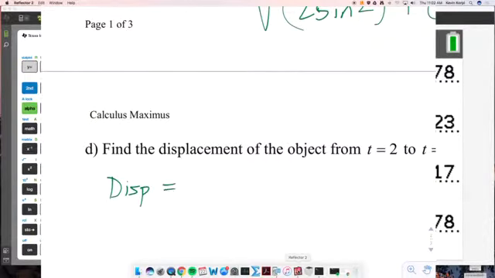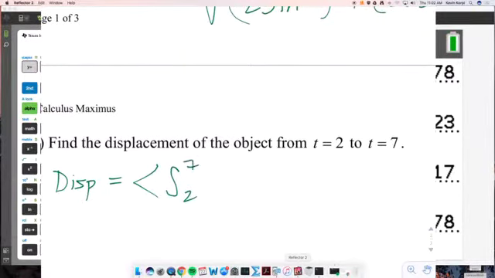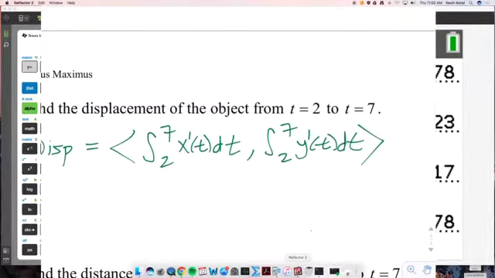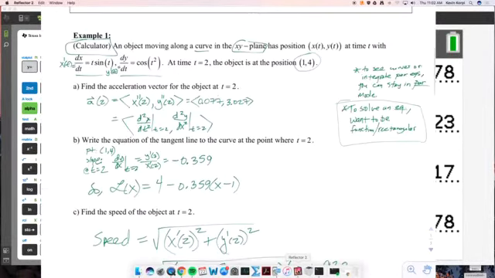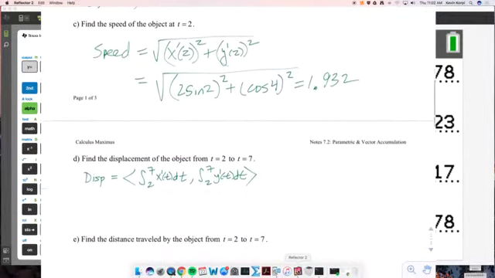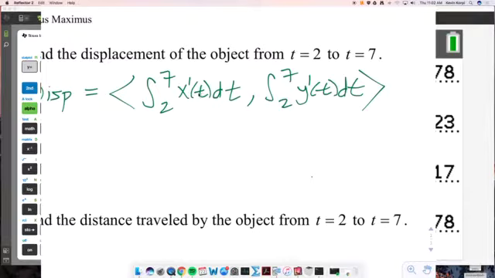Okay, so here's what we want to do. I'm going to label it displacement, and it's going to be the integral from 2 to 7 of x prime of t, dt, comma, the integral from 2 to 7 of y prime of t, dt. It's a little bit easier, again, to use function notation than it is to use Leibniz notation in this case. Do you think we need to show anything else other than that? We don't. And again, notice I'm using x prime every time instead of writing down 2 sine of t, which you're more than welcome to do. It's just a lot faster, a lot easier. And now we pretty much have our template.